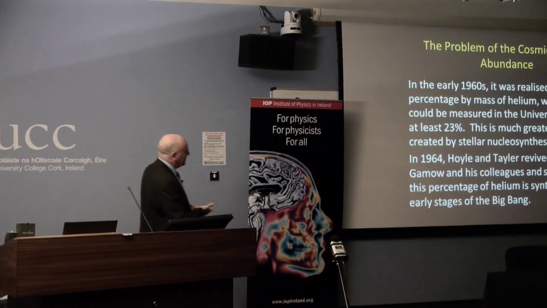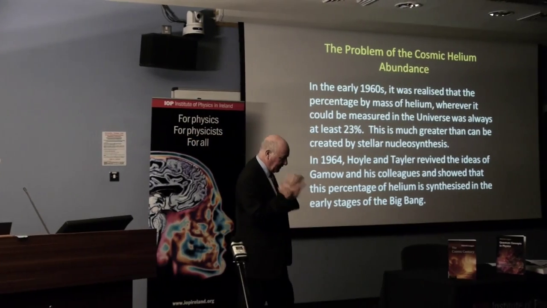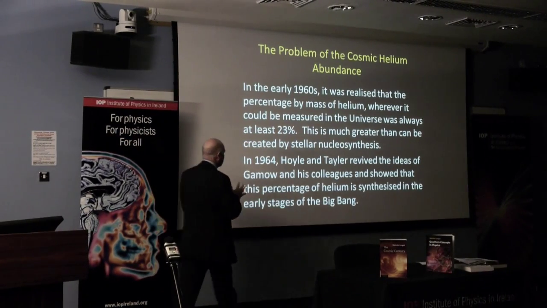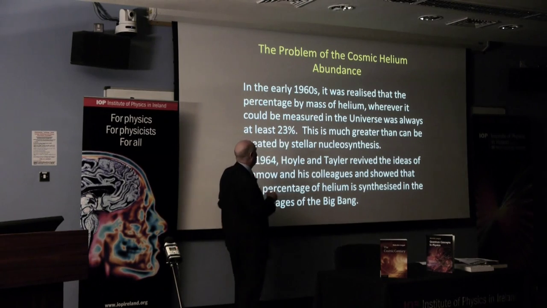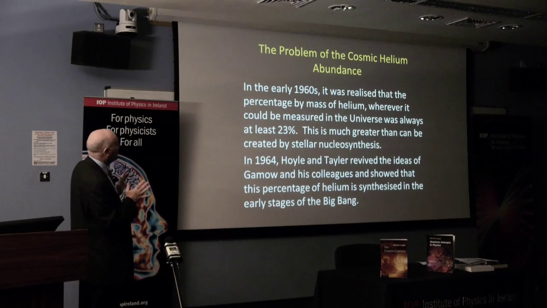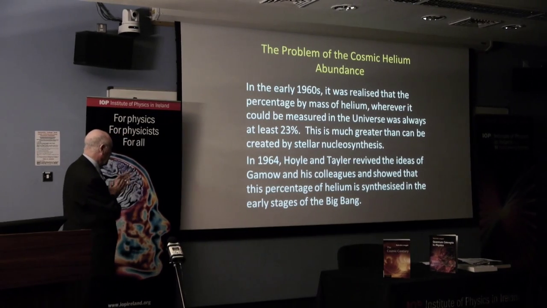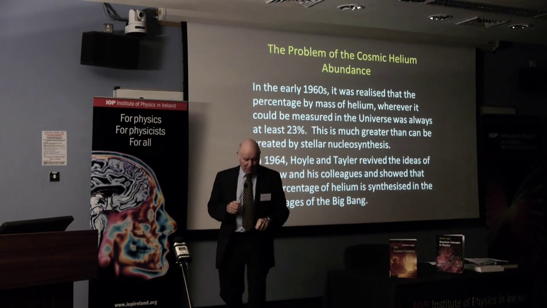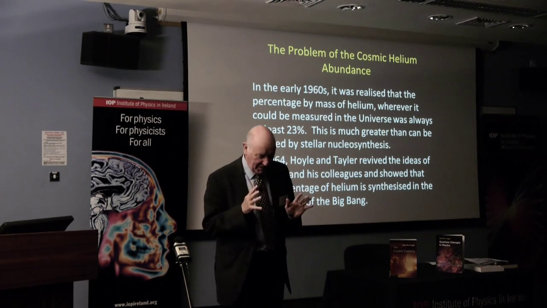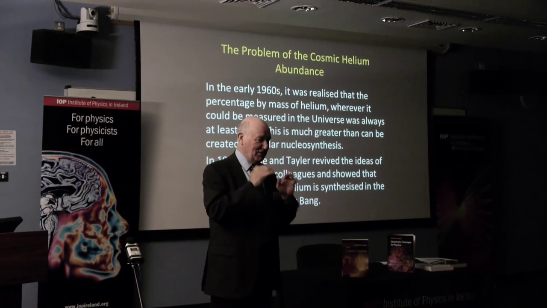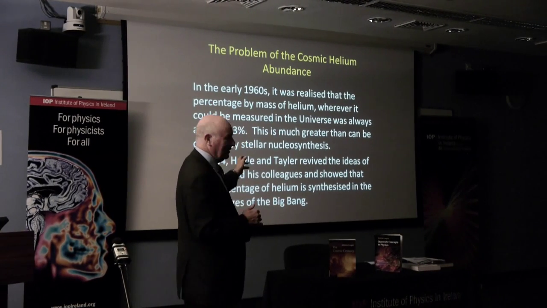Then in the early 1960s, the mass fraction of helium in the universe began to be measured. And it was indeed found that where you could measure it, it was coming up about 23%. That's much more than could be created by stellar nucleosynthesis. Now, amazingly, this problem was raised in a lecture course in Cambridge that I attended in 1964 by Hoyle and Taylor.